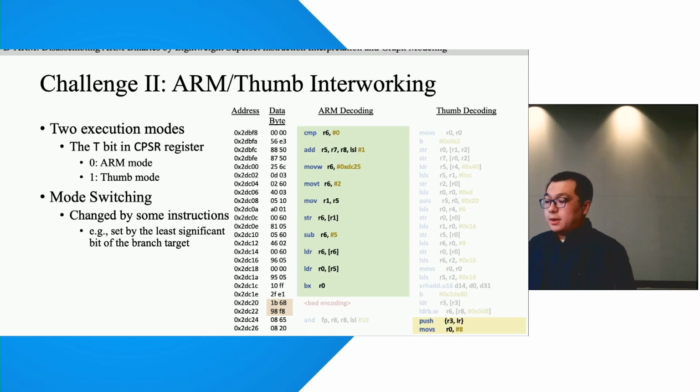For example, the T bit can be set by the least significant bit of a branch target in a branch instruction. In this example, if it is a direct branch and the target destination is 2DC25, as the least significant bit is 1, it will set the T bit as 1. Thus, it branches to the address 2DC24 and also switches to the Thumb mode. The mode switching is not always explicit.